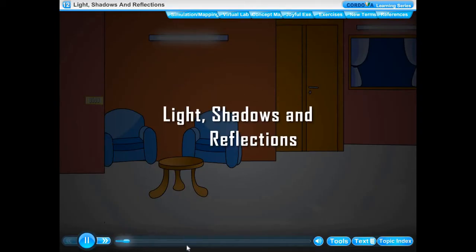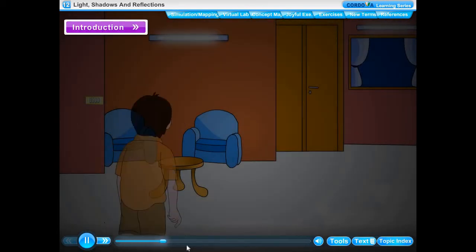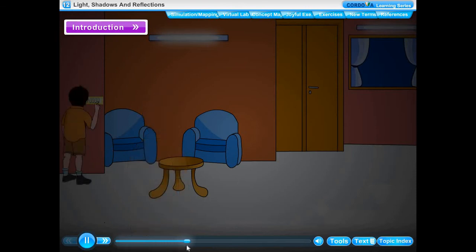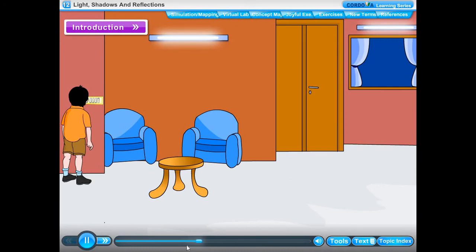Chapter 12. Light, Shadows and Reflections. At night, when we enter a dark room, we are not able to see anything. As soon as we switch on a bulb or a tube light, we are able to see everything around us. What enables us to see things around us when a bulb or tube light is switched on? We need light to see the things around us.